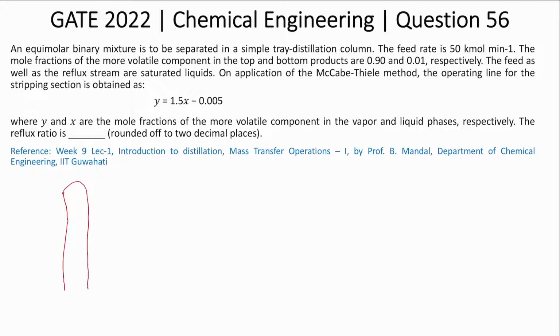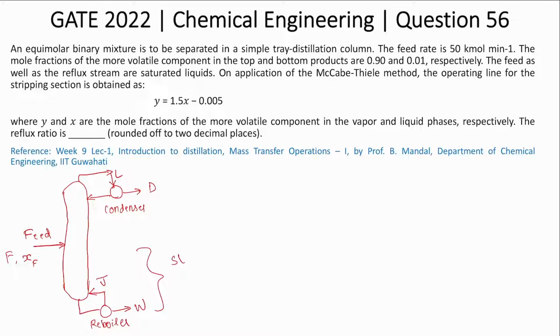So we have a distillation column with F as the feed, with XF as the mole fraction of the more volatile component in the feed. Then at the top part we have the condenser unit, giving us the distillate D, and the bottom part is the reboiler unit which gives us our residue W. The bottom half of the distillation column is called the stripping section, which is from the tray below the feed, and the top half is called the enriching section.